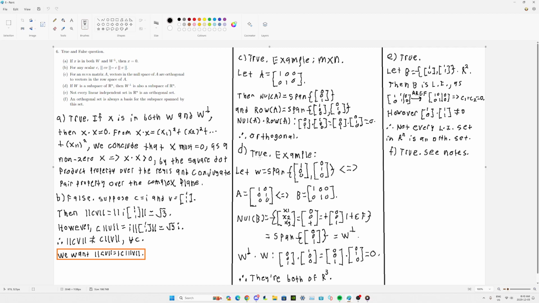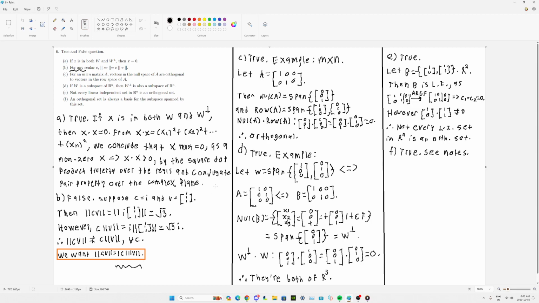However, c times the norm of v is equal to i times the norm of v, which is going to be equal to square root of 3 times i, right? Square root 3 does not equal square root 3i. So therefore, the norm of cv does not equal c times the norm of v, for all c. That's the only thing that we wanted to show. It says for any, so we can just show that it fails for one. We're done. More specifically, though, we want the norm of cv equals the absolute value of c times the norm of v, right? This would be good.